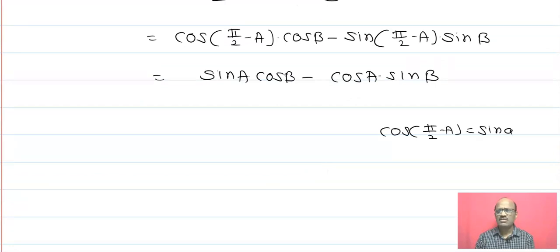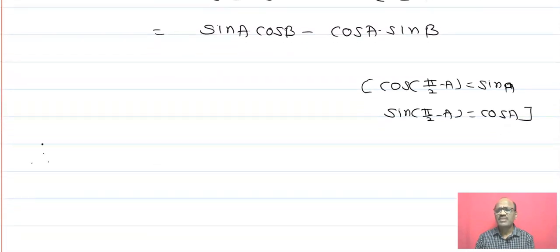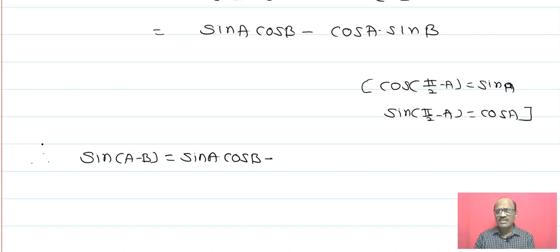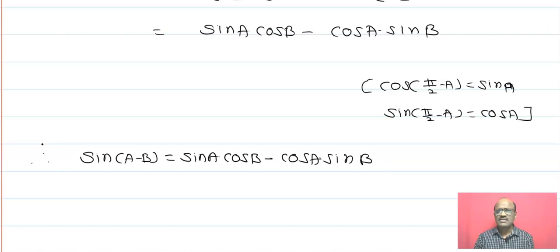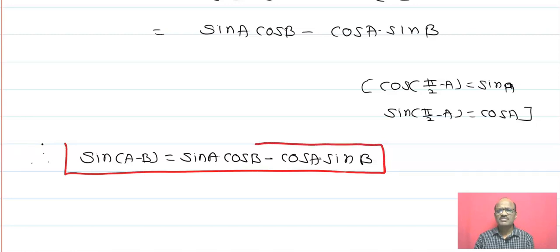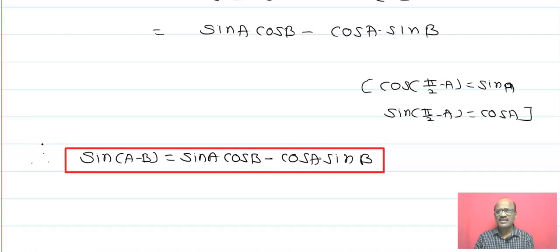Now these are the formulas from your 10th standard, again by using the same dialogue. Whenever there is pi by 2 plus theta or minus theta, the function changes, sine becomes cos, cos becomes sine, and it gets the function different from the one on the left hand side. Therefore, sine of a minus b is equal to sine a cos b minus cos a sine b. We change the angles and different terms are there. See this. And for the cos, cos of a minus b is cos a cos b plus sin a sin b.